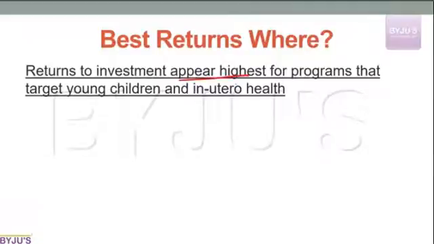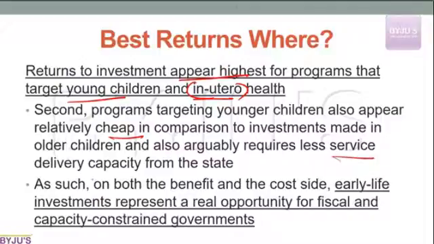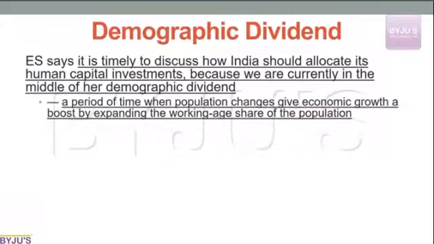So overall economic survey says that highest returns are for targeting young children and in utero. In utero means while in the uterus or while mother is still carrying. Those are the areas we have to focus on. Second reason is that it is also cheaper for the government, easier to target, less delivery capacity is required from the state. So overall, early life investment provides a great opportunity for government. So that is the biggest takeaway from the chapter.